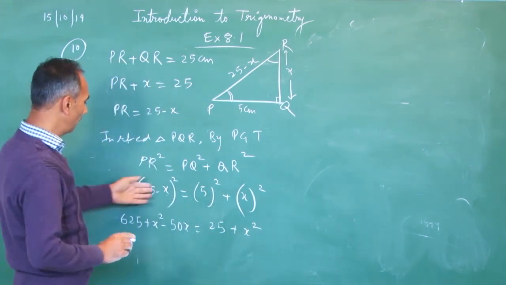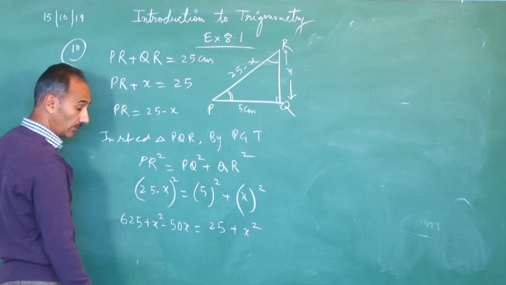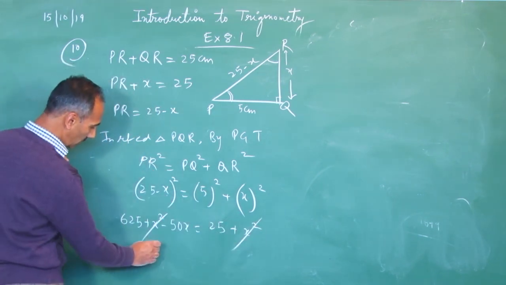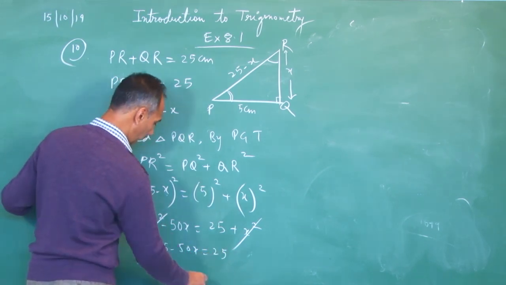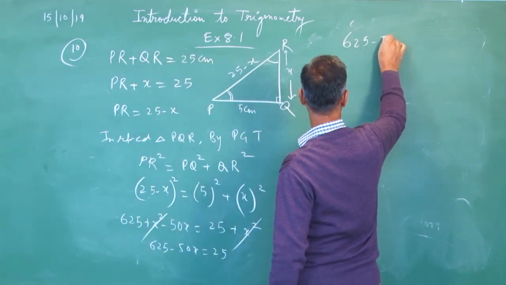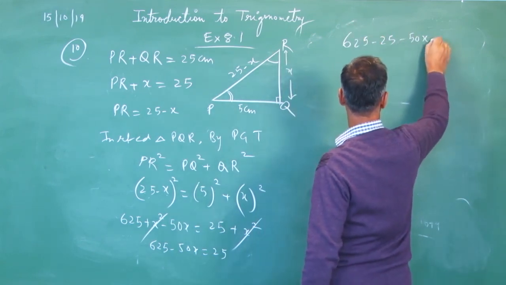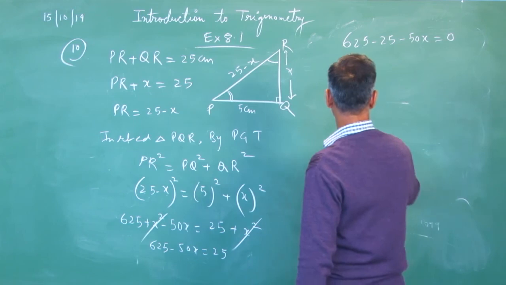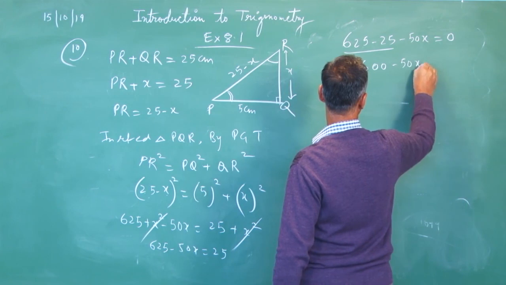Okay? So A minus B whole square, A square plus B square minus 2AB. So this is a quadratic equation, but if you subtract X square on both sides, it reduces to a linear equation. So 625 minus 50X is equal to 25. If we further simplify it, my dear friends, it will give me 625 minus 25 minus 50x equal to 0. What I did, I subtracted 25 on both sides. So 625 minus 25 is 600 minus 50x equal to 0.